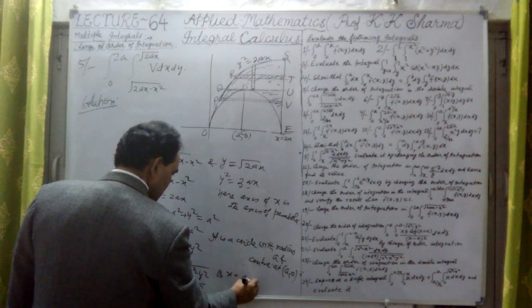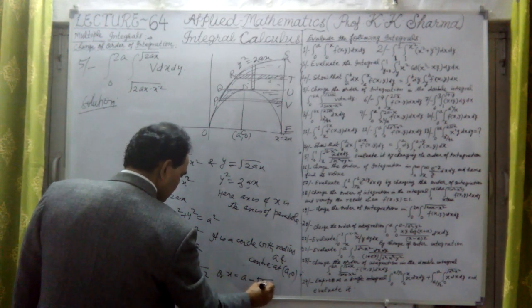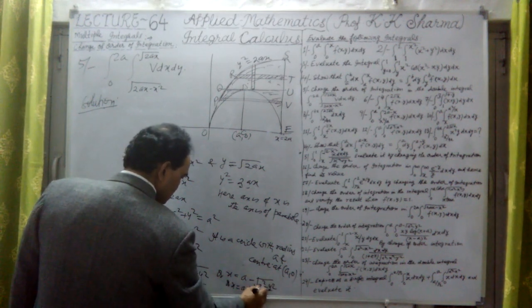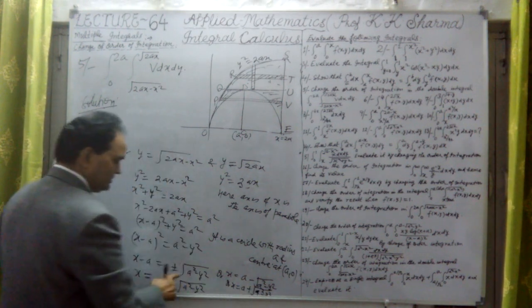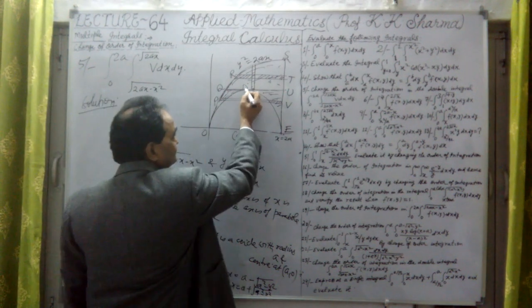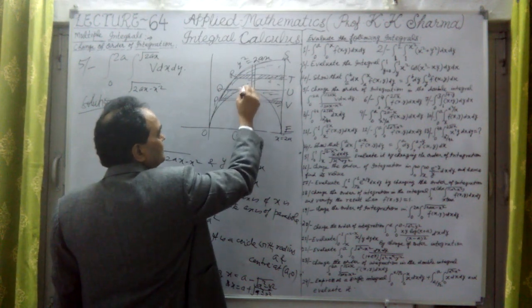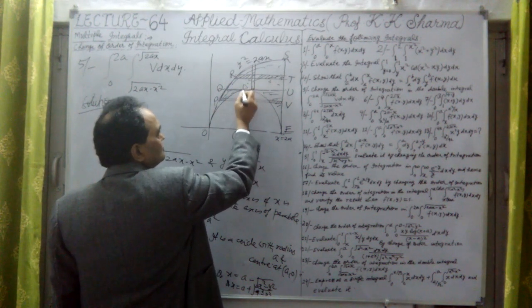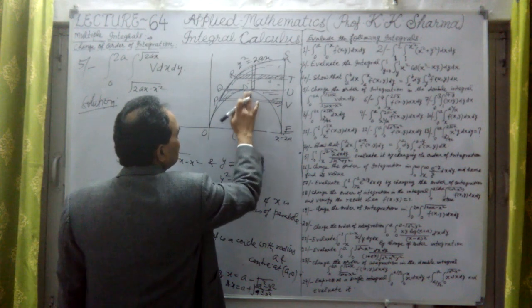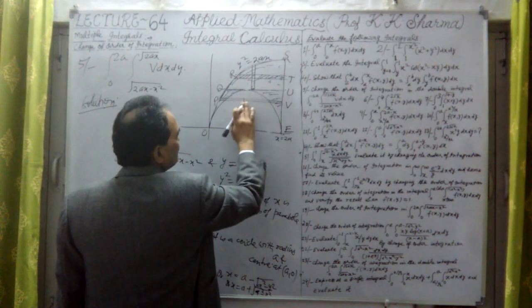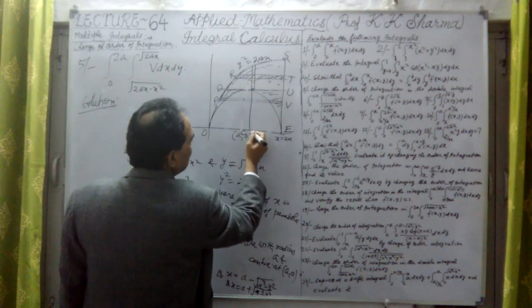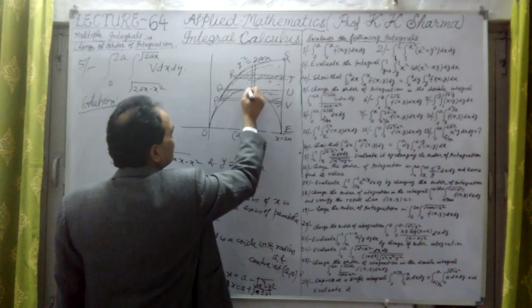x equals a minus under root a square minus y square, or x equals a plus under root a square minus y square. These are the two possible values of x here. What is the x value up there? Now at this point, if I take y, at this point y is equal to a. Because this is not from the center, let me take this point in the center. If the center is here, then it's different. This is point C here, center is point D.